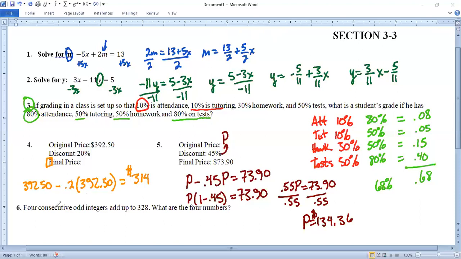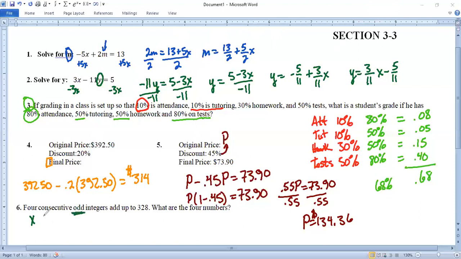Okay, now for the last one. It says 4 consecutive odd integers. If we pick those, we start with our first one. It's a little bit bright. Let's use a darker color on that. Yeah, this one will work. So we have x is the first one. The second one, notice it says consecutive odd integers.